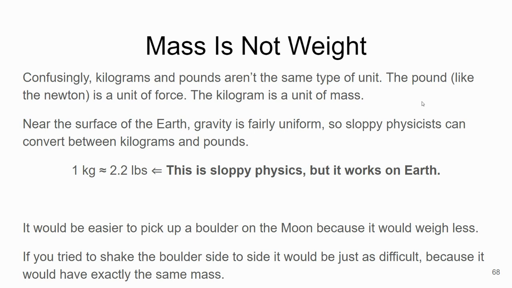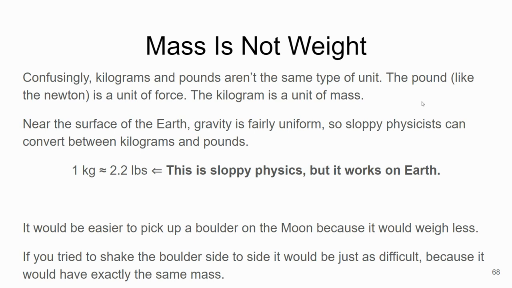So if you ask Google or whatever to do this conversion, it'll do it for you. But really, these are measuring different types of things. Again, kilograms are the units for mass, and pounds are, they're not our favorite units in physics, but they're units for force, and in this case, weight.